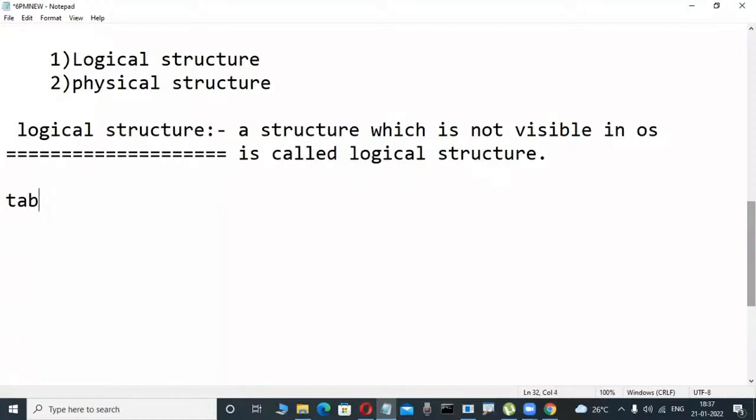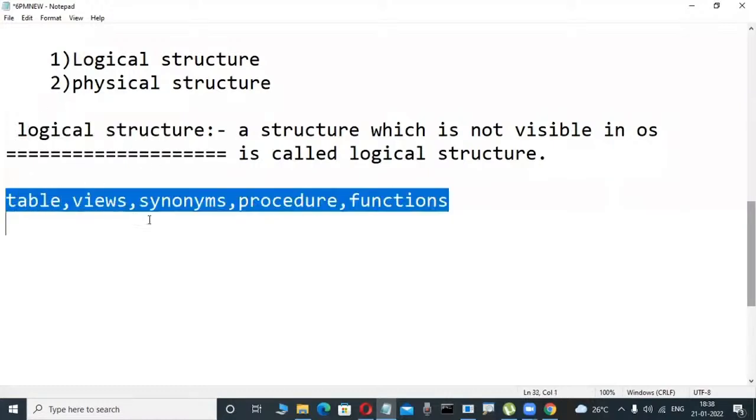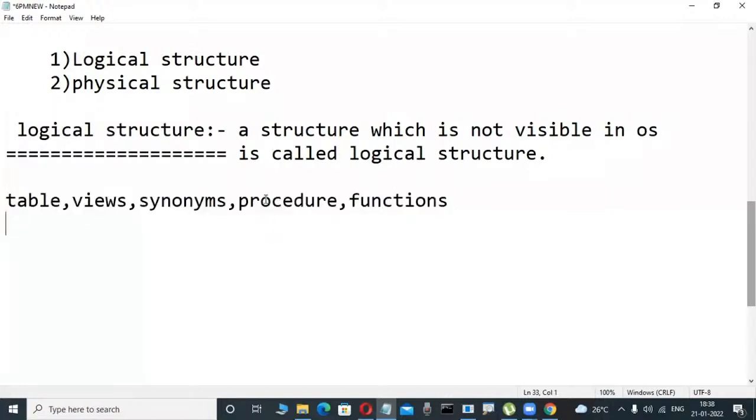That logical structure contains tables, whether in Oracle, SQL Server, or MySQL. Views are there, synonyms are there, indexes are there. These are all database objects. So many things are there: procedures, functions, triggers, packages. These are all logical structure. That is not visible in the operating system. Whatever objects we are learning in our courses are not present in the operating system.